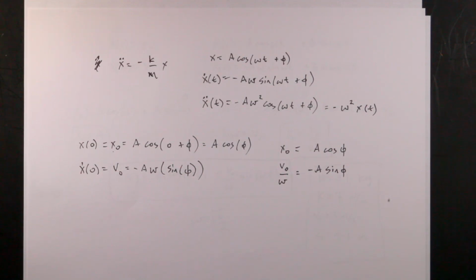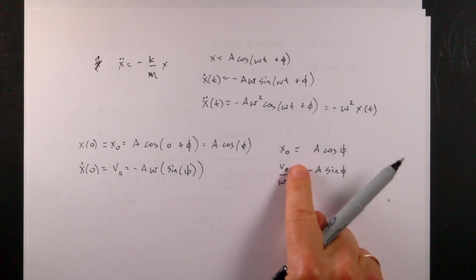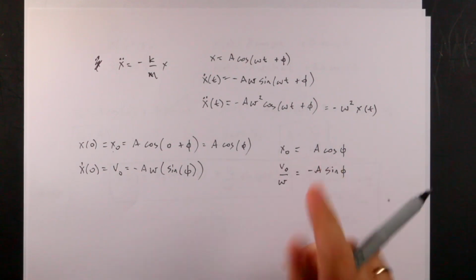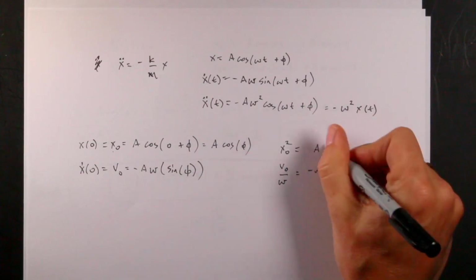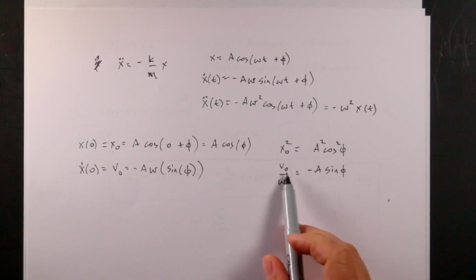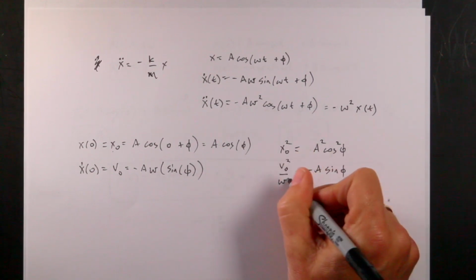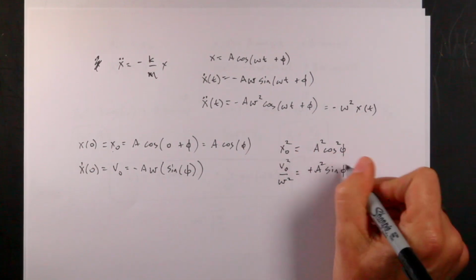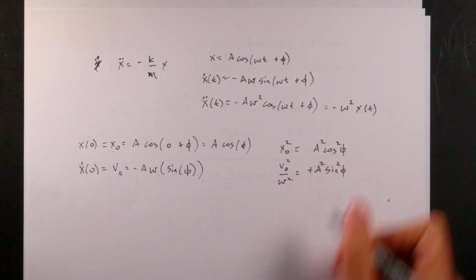Now, there's a trick, okay? Life is full of tricks, and sometimes you have to play around to find these tricks. But what I'm going to do is square both sides of this. So I get x0 squared equals a squared cosine squared phi. I'm going to square both sides of this. I get v0 squared over omega squared is a squared sine squared phi.